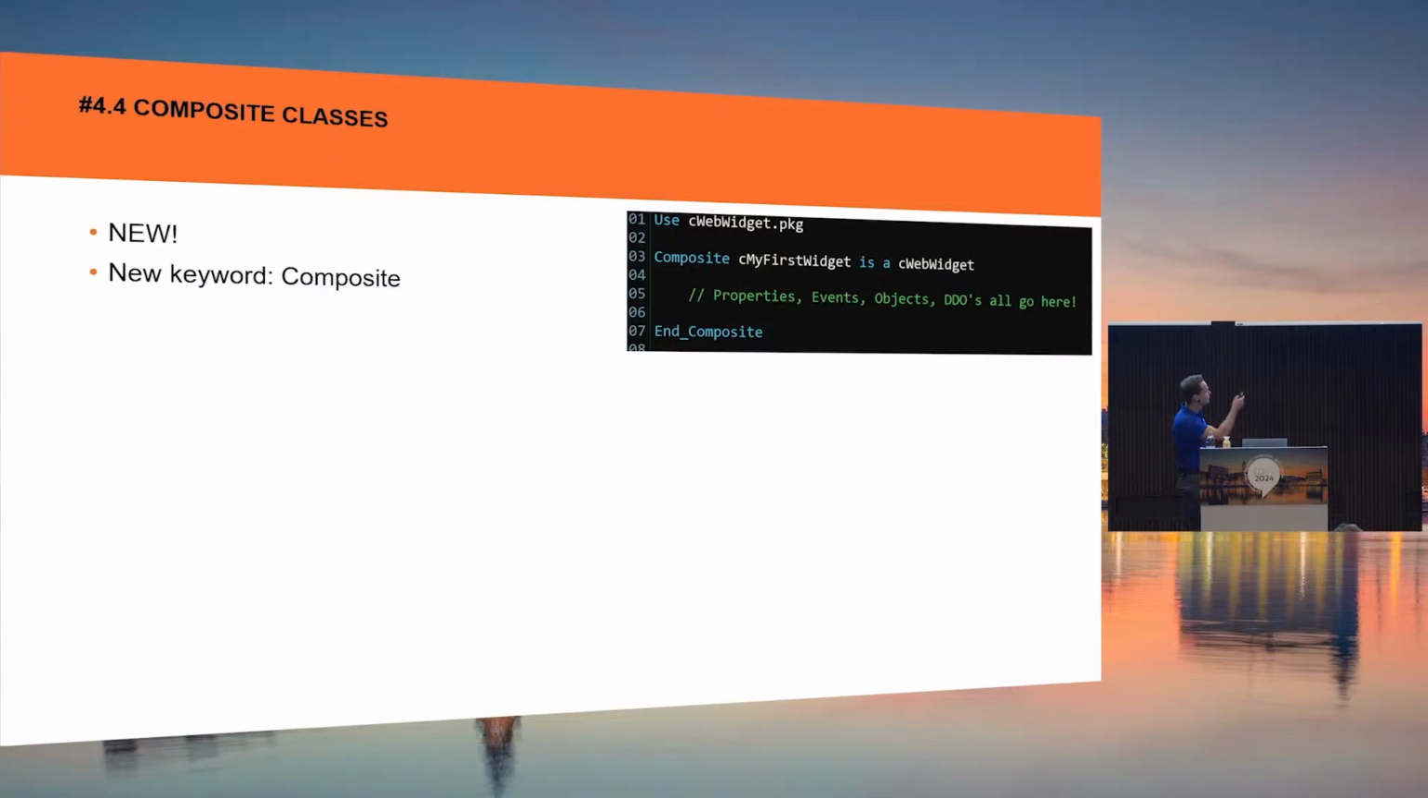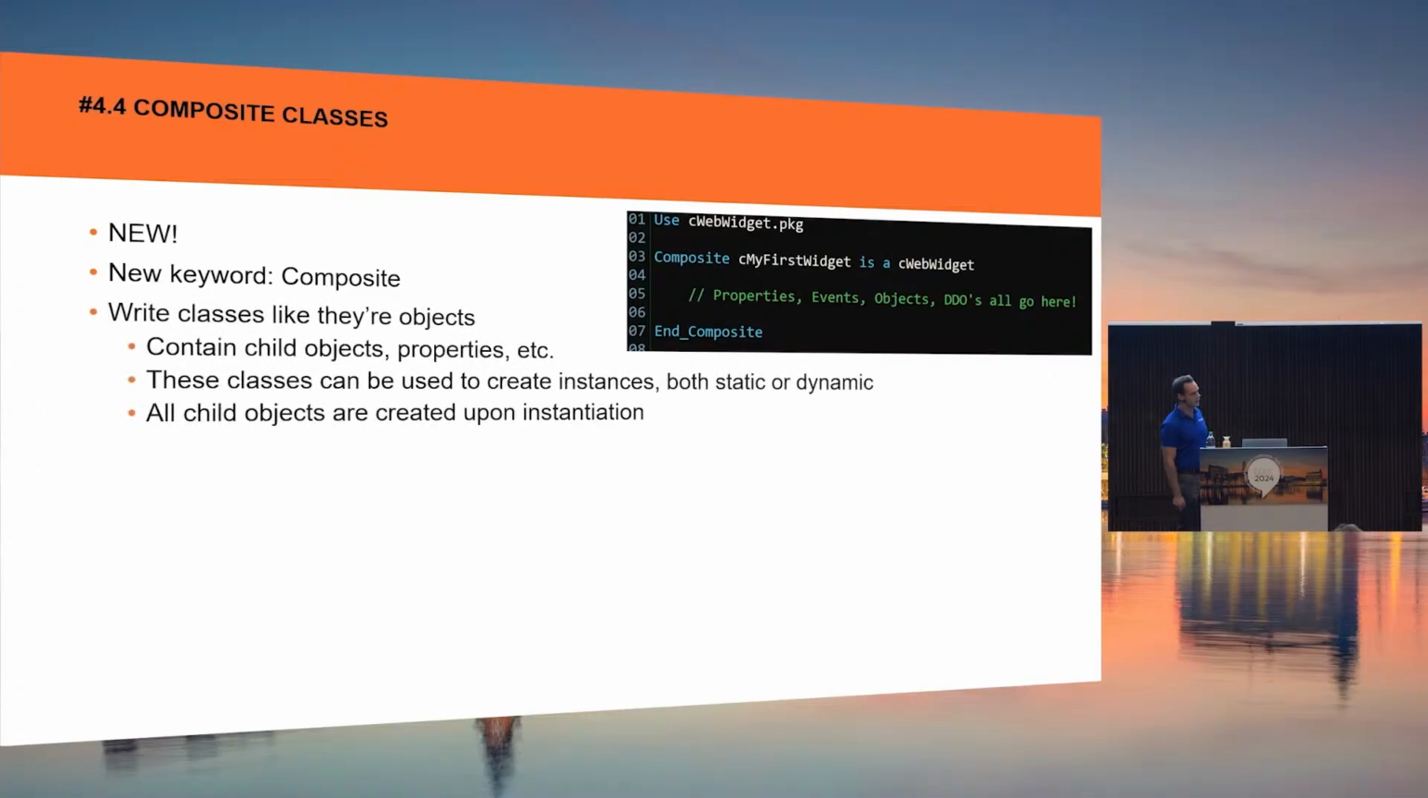You're just saying composite, in this case my first widget, is a C web widget. And from there on, you're basically going to write a class as if you were writing an object. So directly inside this composite, you place your child objects, your properties, your procedures, your functions, just like you would with an object inside a view. This is how you build a composite. Now, when you create an instance of this composite, say you put an object declaration of it inside a view, all of the stuff that you've defined in that composite, all of these sub-objects, also immediately get created and rendered for you.